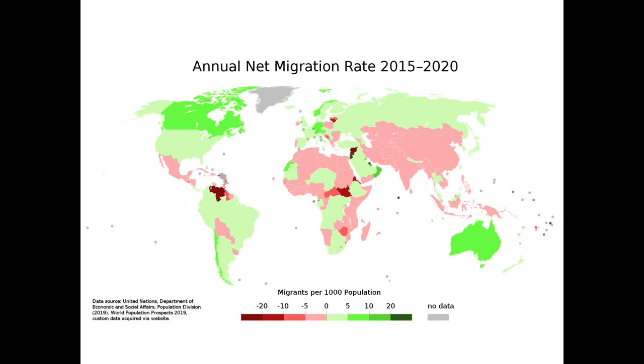Annual net migration, countries with the largest rates back from 2015 to 2020. Venezuela, economic refugees out of Venezuela. Syria, refugees fleeing the civil war and also the climate destabilization there.